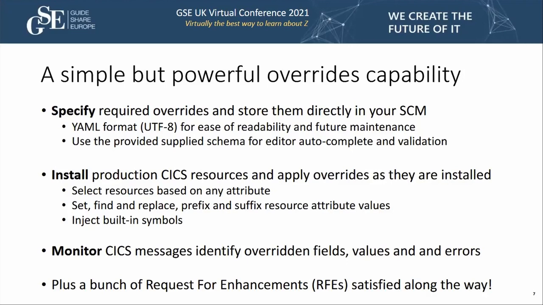So once you've specified them, the next move obviously is to install your production CICS resources. And with the resource overrides file applied, you'll be able to select the resources based on any attribute you want in those resource types. You'll be able to carry out overrides on them that involve setting fields, finding and replacing string values, prefixing attribute values, suffixing resource attribute values, and even going on to do things like injecting built-in symbols that we provide along with resource overrides that you can inject into your resource definitions at install time.